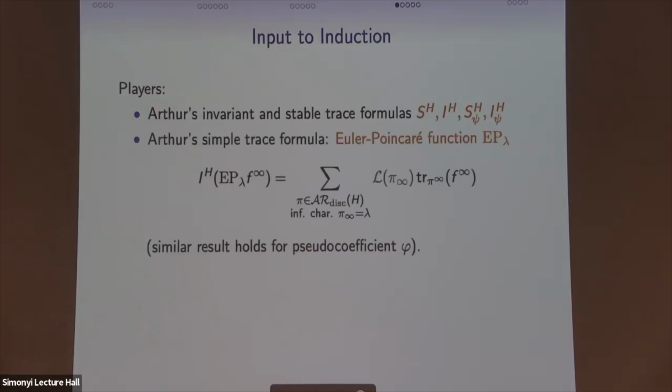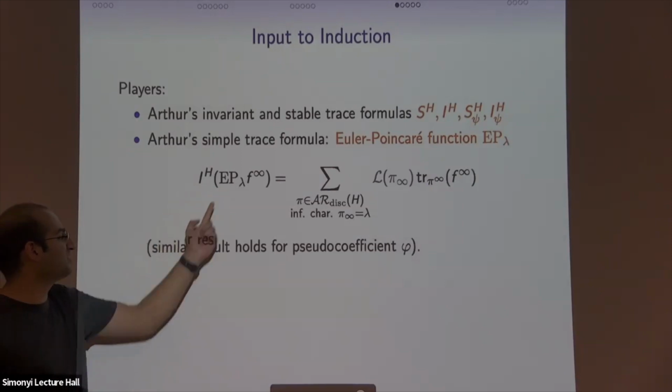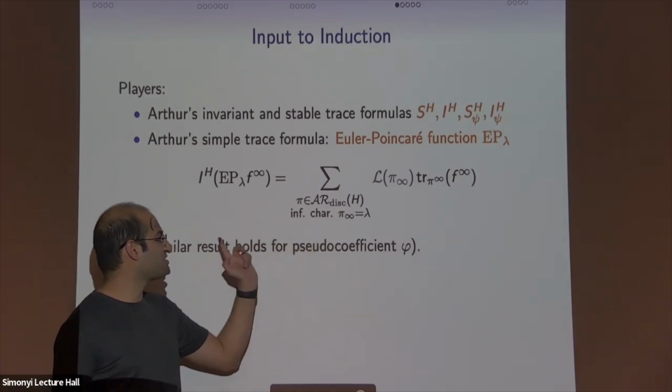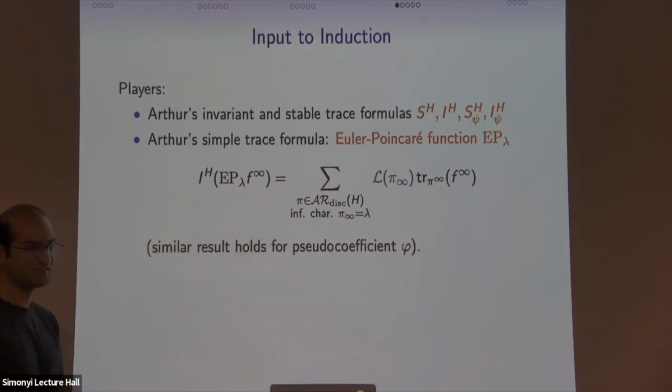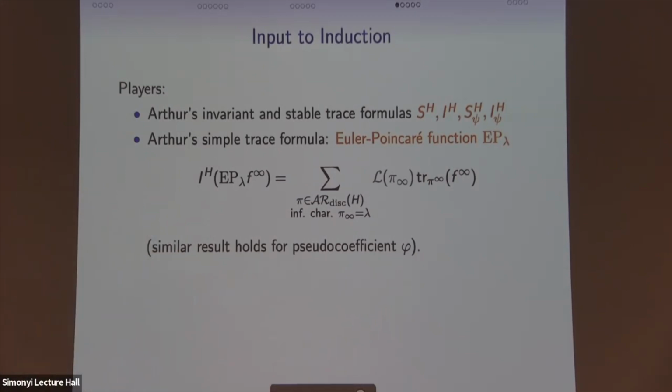Another thing we'll need is Arthur's simple trace formula. There's a specific test function you can plug in at infinity, such that when you evaluate the invariant trace formula with this test function at infinity, you get a literal sum over discrete automorphic representations with the correct infinitesimal character of the trace against that automorphic representation. This coefficient at infinity is easy to deal with and not a problem. There's also a similar result for the pseudo-coefficient from the last slide, that it literally decomposes as a sum of traces against representations.